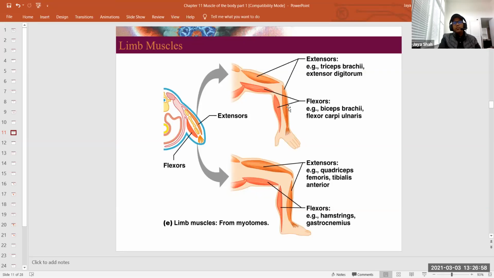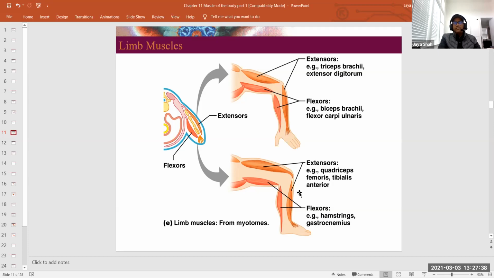So the posterior part of the upper limb is usually extensor muscles. Extensor muscle means the muscle which extends your arm. And the anterior parts are flexor muscles, like biceps brachii, flexor carpi ulnaris. These are the flexor muscles. But in the lower limb, it is just opposite. You see, posterior is flexor, like the hamstring muscles and gastrocnemius muscle, whereas anterior is extensor muscles. You can compare.